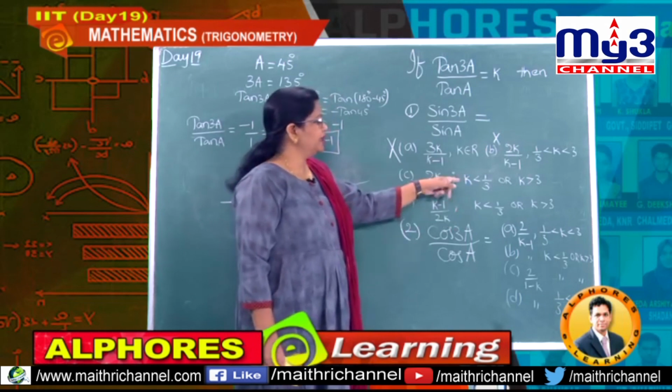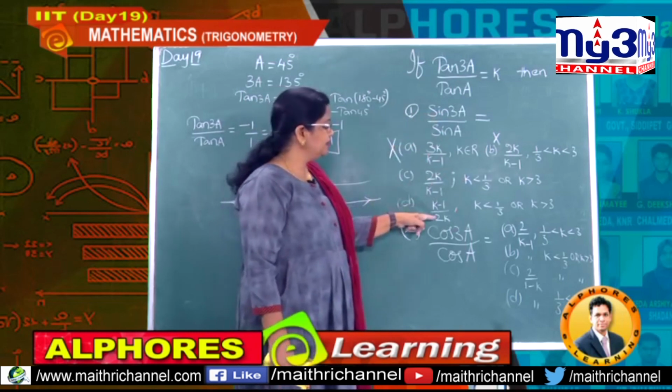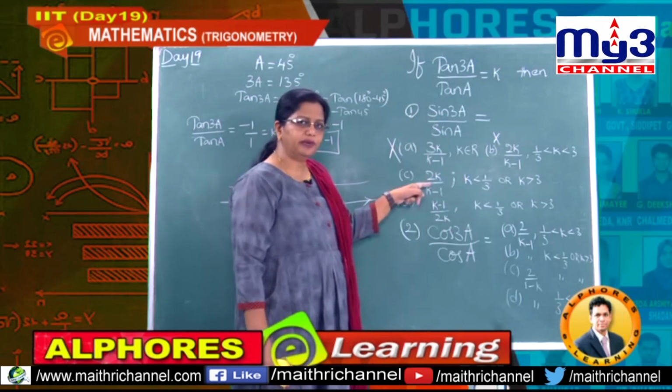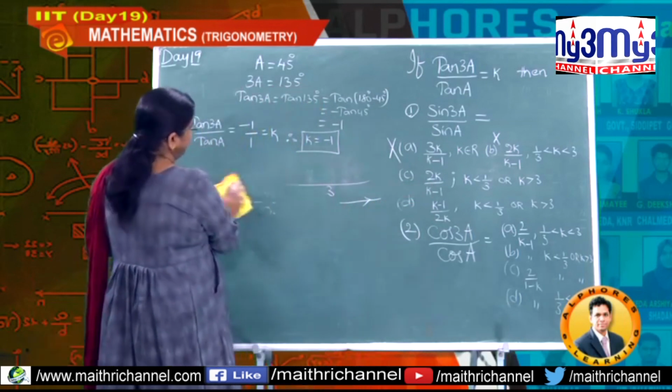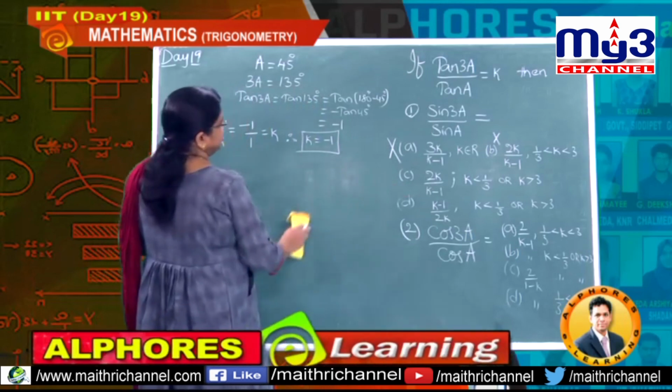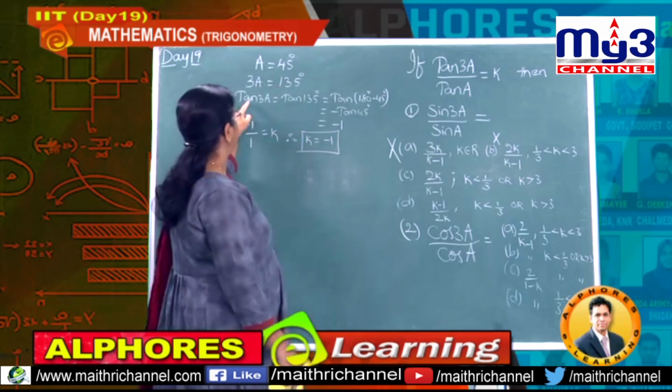Now, what is sin 3a divided by sin a? Now you have to check which of these two values is going to satisfy. However you got the value of a as 45, let us substitute here also sin 3a. What is sin 3a actually?